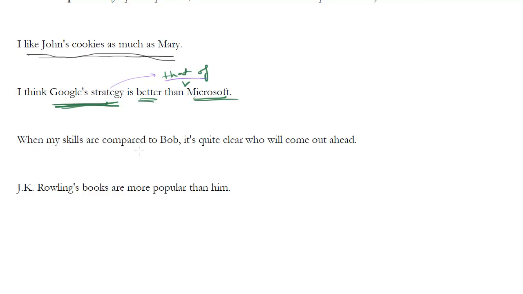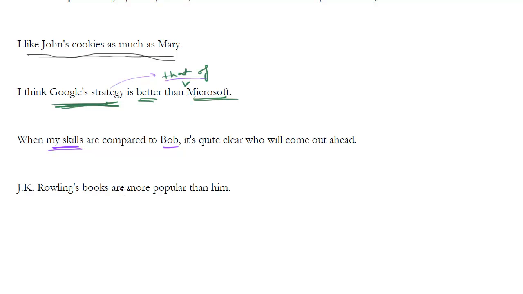When my skills are compared to Bob, it's quite clear who will come out ahead. So again, we're comparing my skills to a person. Not good. So again, I could say to Bob's skills, or I could say when my skills are compared to those of Bob. Either way, it's going to make the comparison clear.